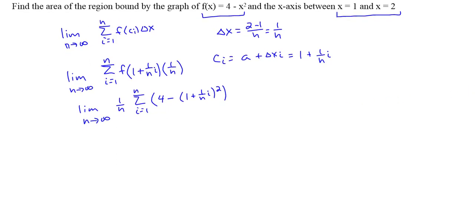All right, well, we're going to have to use some muscle now. Limit as n goes to infinity, 1 over n, sum i equals 1 to n, 4 minus parentheses. Now let's square this binomial. That'll be 1 plus 1 times 1 over n i times 2, so that'll be 2 over n i, plus this quantity squared, so 1 over n squared i squared.